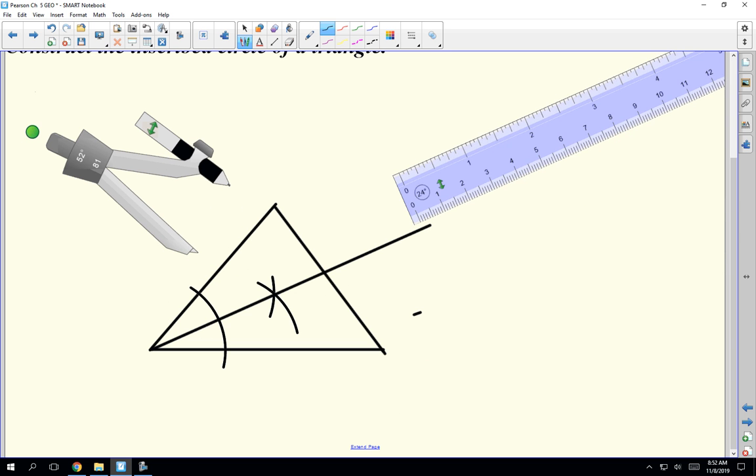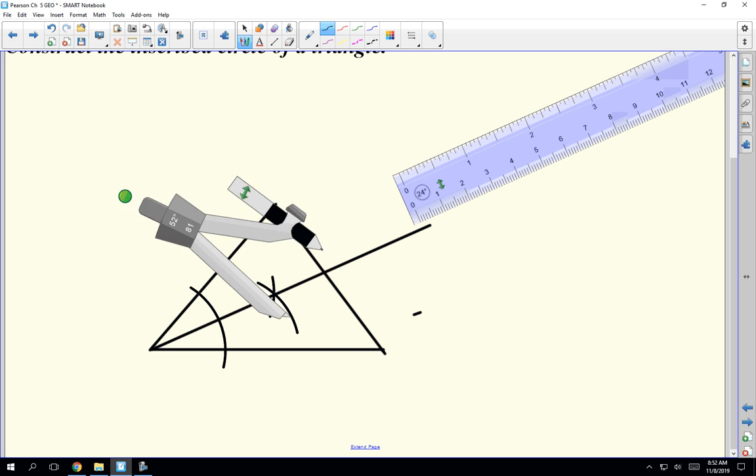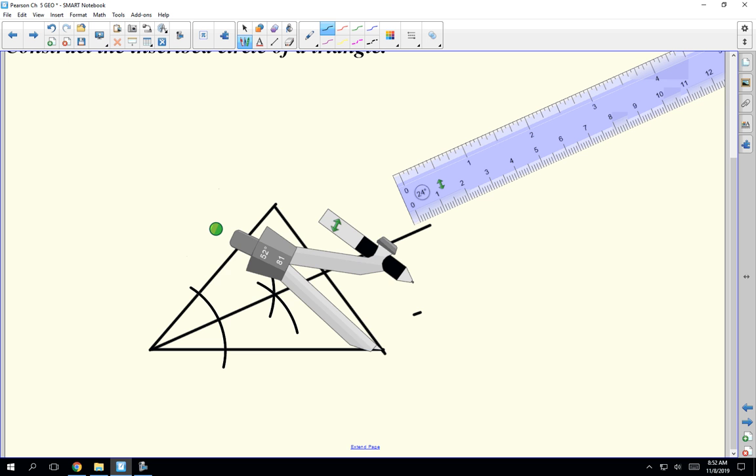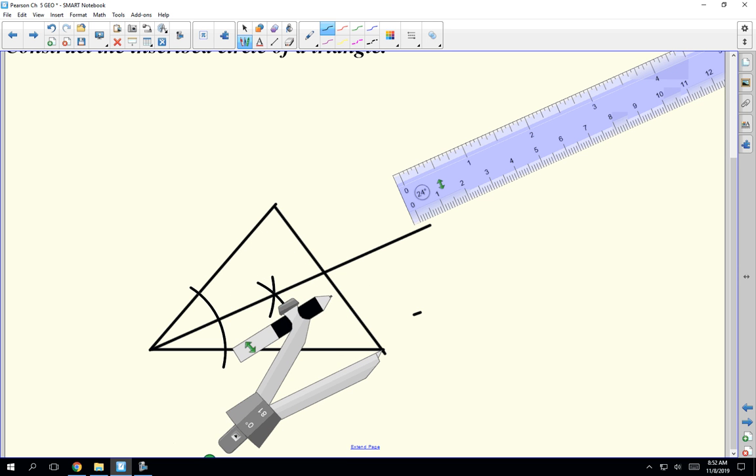So that's one of them. From the ends of this, swinging an arc there and there, and where they cross, connect that to the vertex, and you've got it. So I'm going to do another angle bisector off of this bottom angle here. And it's your choice. You can choose whatever angle you want.